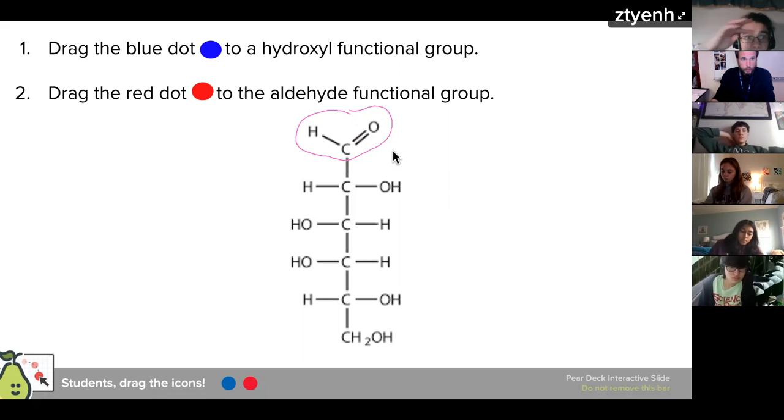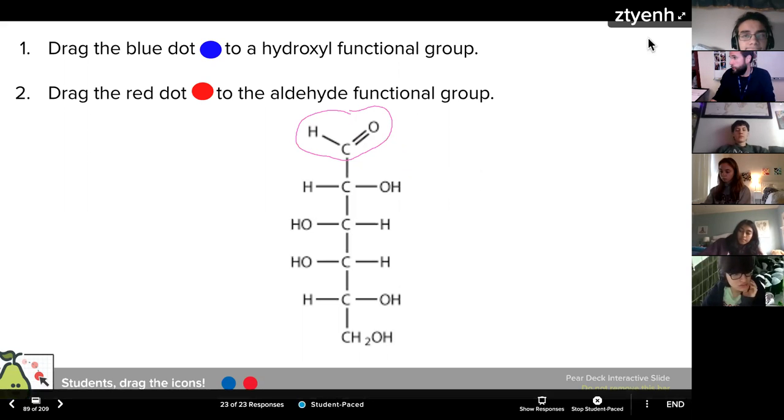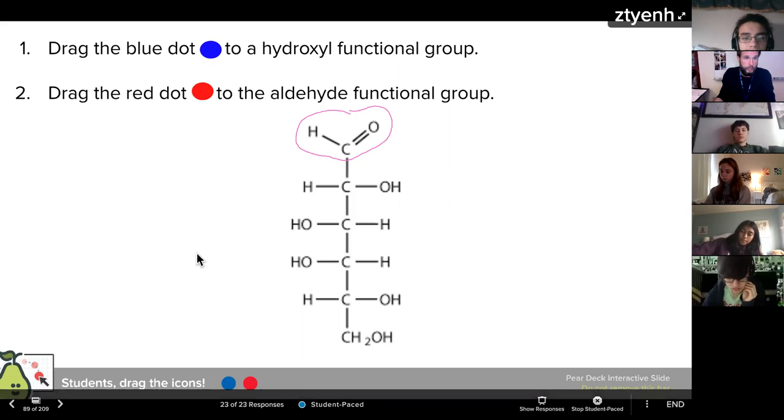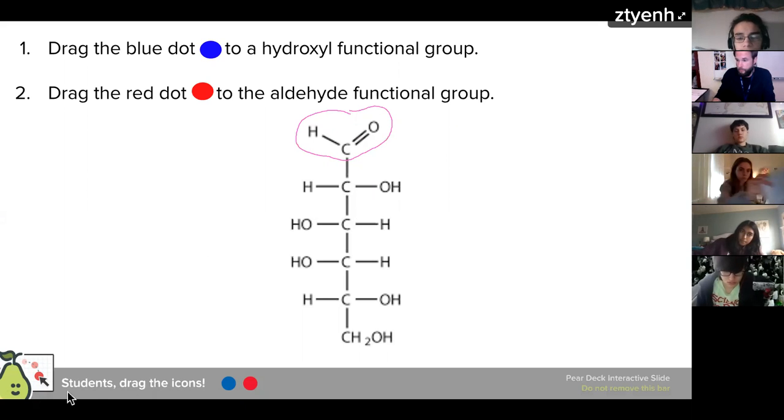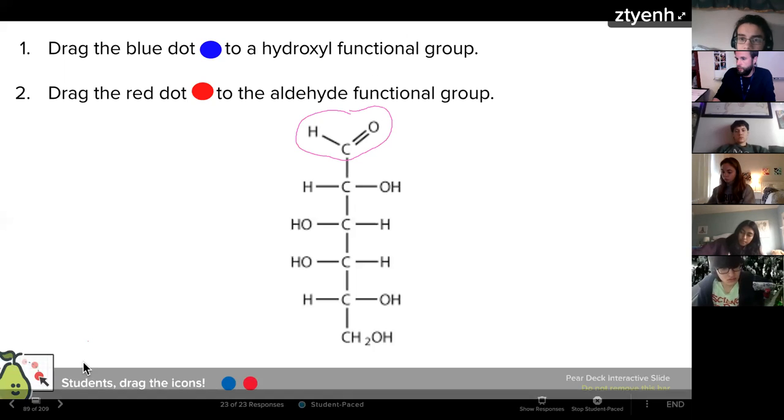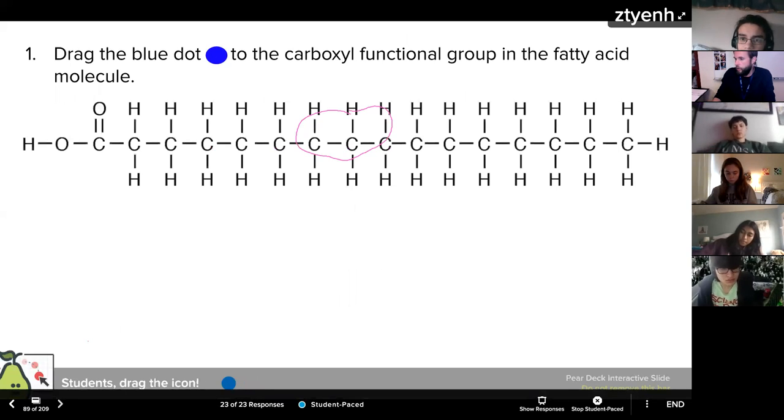You identified the hydroxyl group and the aldehyde carbonyl functional group. If you're wondering, this molecule is fructose, one of the simple sugars that we often ingest as part of our diets, especially now in a first world nation where high fructose corn syrup is so common. So things look good there. Well done. Going on to the next one, the carboxyl functional group.